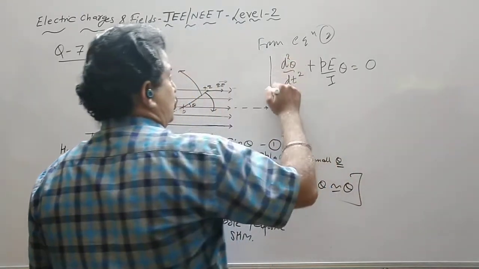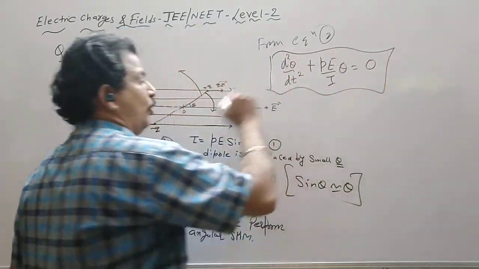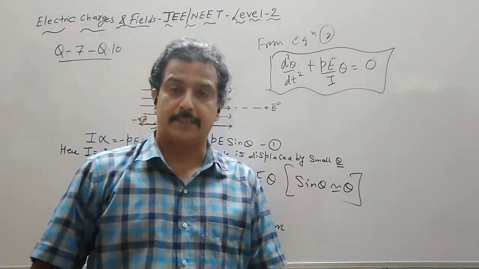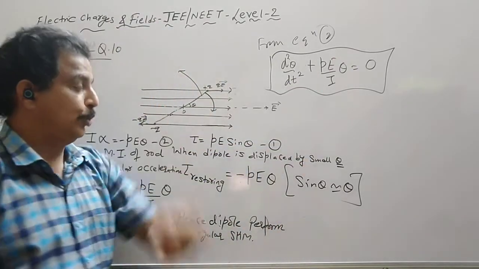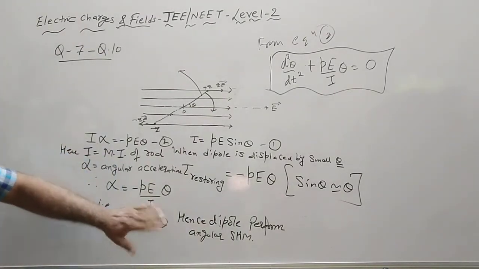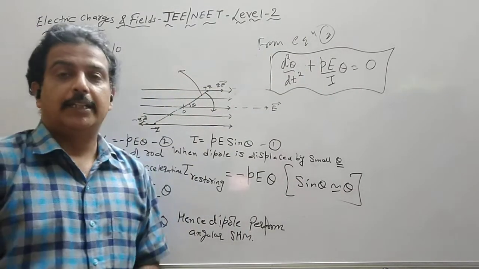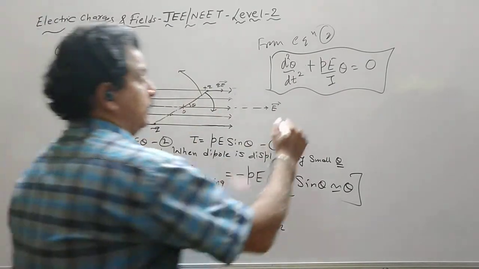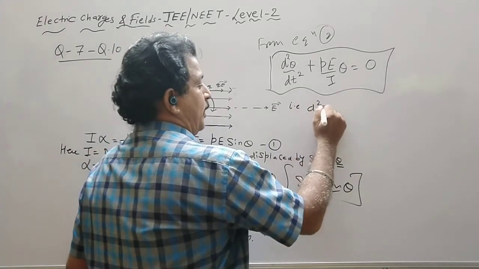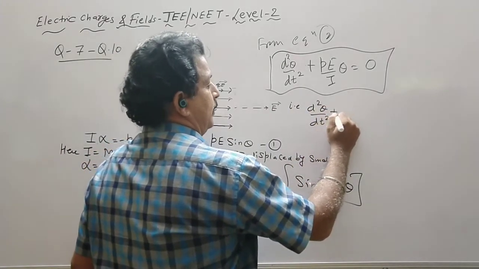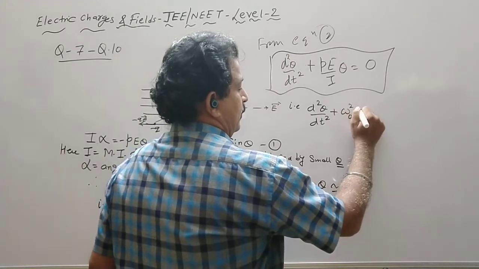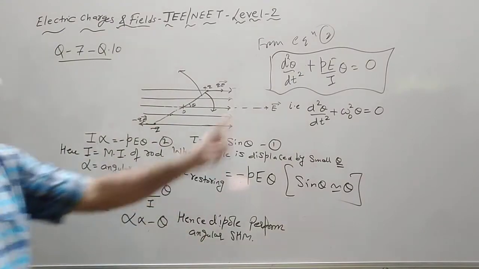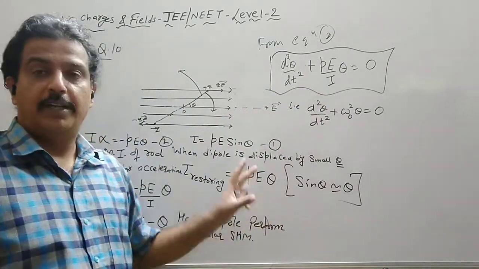So this is also the differential equation of SHM, or angular SHM. From this equation also, I can say that this is an equation of angular SHM. If you remember the angular simple harmonic motion, it was this equation. Now the equation is similar, so again from this equation, it will perform SHM.